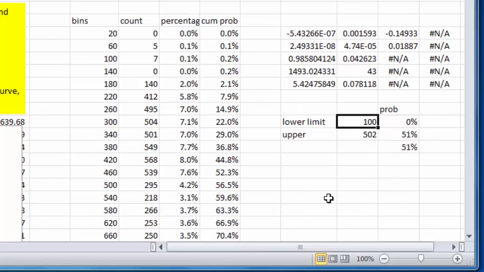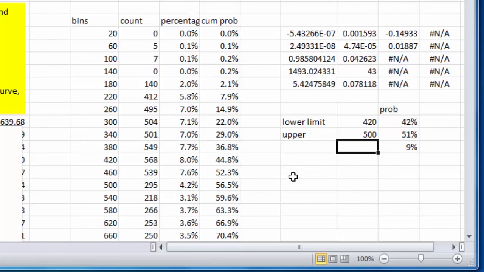Let's change this to 420, and this 500. So 500 it says is 56.5, and 420 is 44, and the difference there is about 12. So this doesn't seem like all that good of a fit to me, but it's an approach. Cubic probably would have been better.